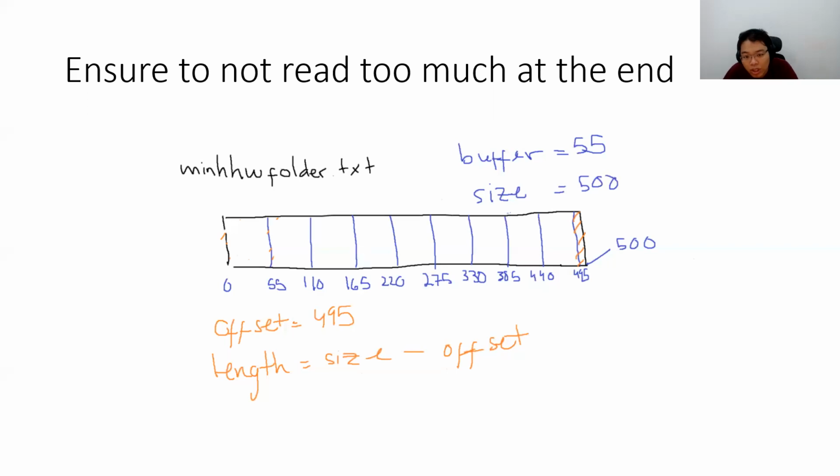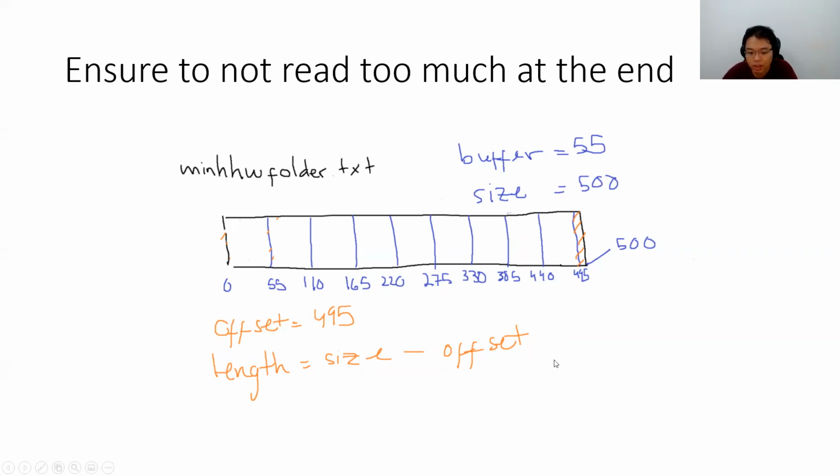So ensure to not read too much. What happens at the very end? In your code, you have to check if size minus offset is less than buffer size. So in this case, size is 500, offset is 495. So 500 minus 495 is 5 bytes. So that is definitely less than the buffer size. What you do is you set the length equal to size minus offset.